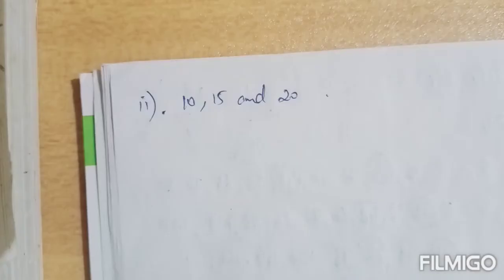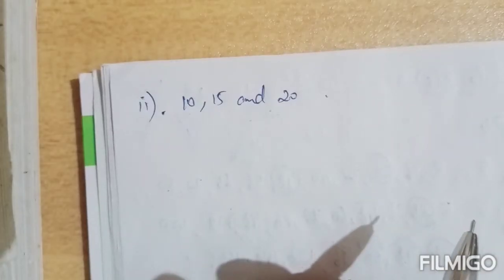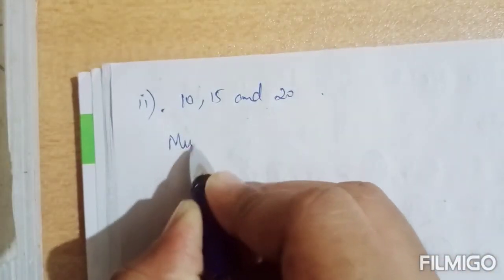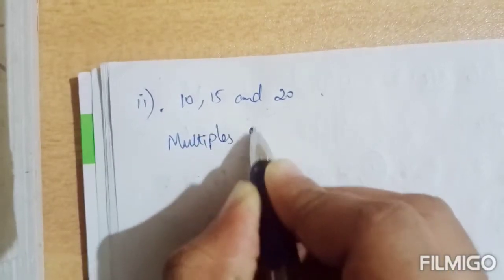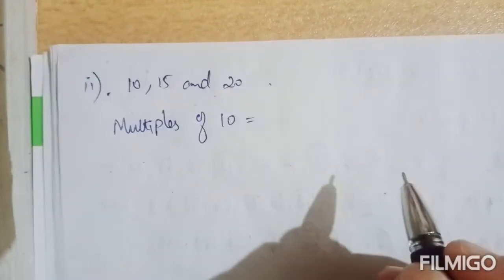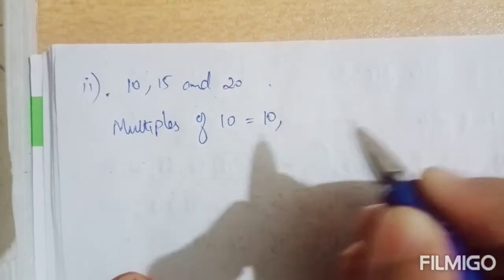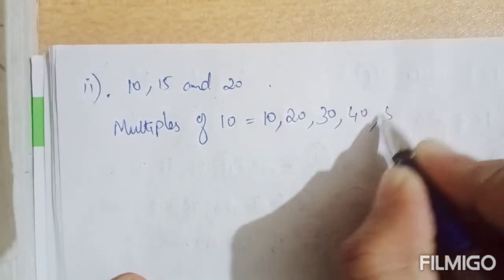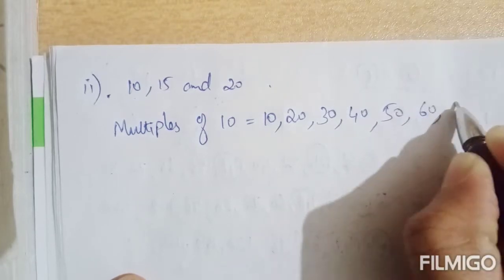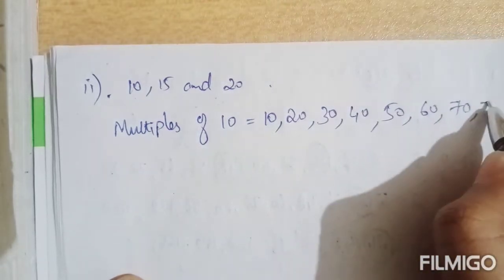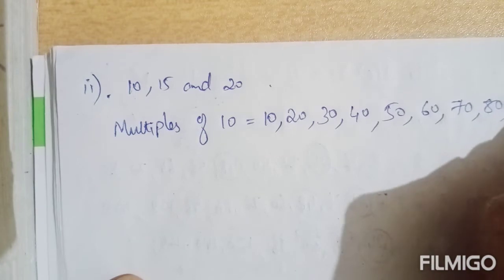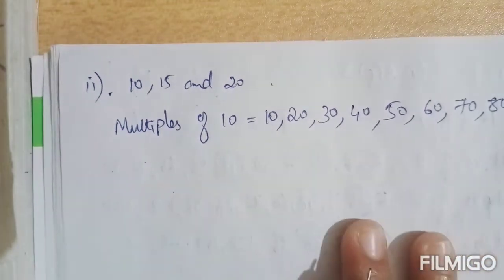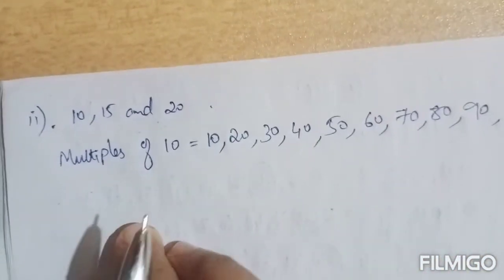Okay, in that second one, 10, 15 and 20. So first we can write the multiples of 10. Okay, we know the 10 into 1, 10, 10 into 2, 20, 10 into 3, 30, 10 into 4, 40, 10 into 5, 50, 10 into 6, 60, 10 into 7, 70, 10 into 8, 80, 10 into 9, 90, 10 into 10, 100. Okay, up to 100 let us write.